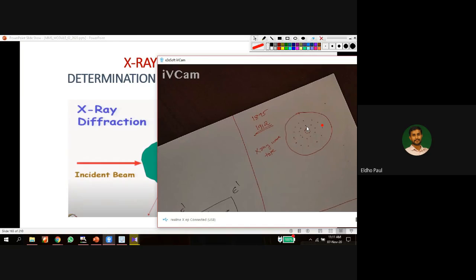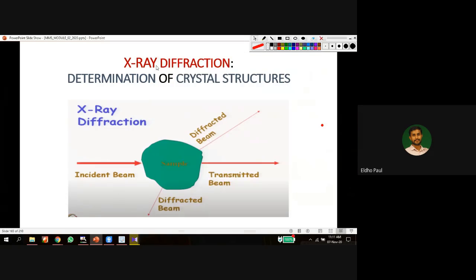So X-ray diffraction is an experimental tool to explore the internal structure of the crystal. We can use this X-ray diffraction technique as a tool for internal microstructure determination, to see how the atoms are arranged inside the material.